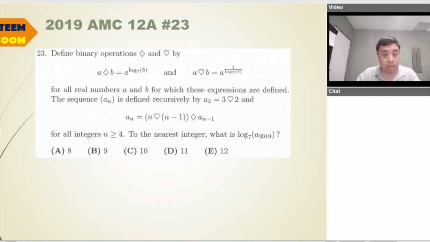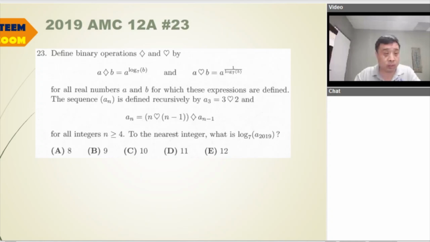Problem 23 is some binary operations. Okay, binary operations. We have A and B. A diamond B is equal to this, and A hard B is equal to that. Then we define a sequence, a_n is equal to this. It's kind of complicated, but we're looking for log base 7 in that.